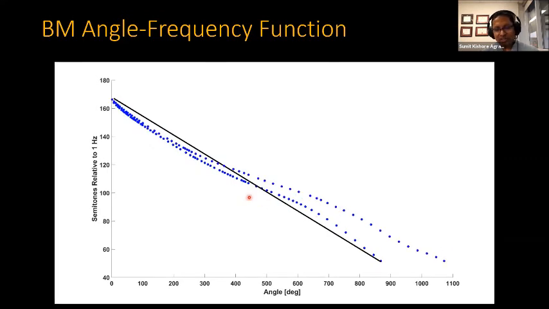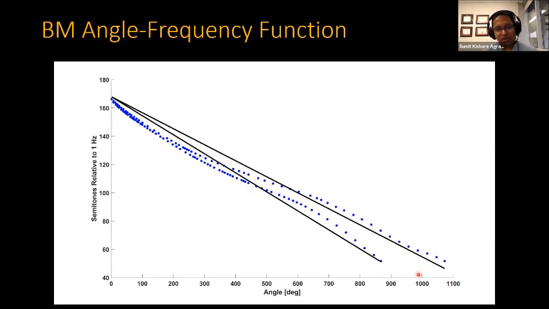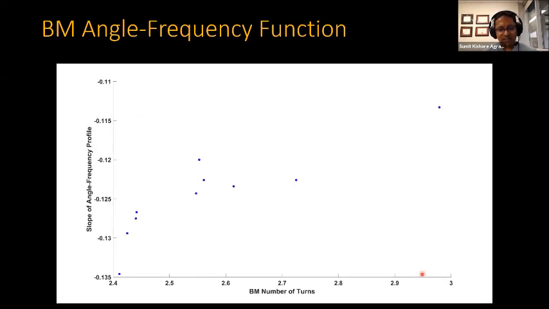Here's a larger cochlea, again, coming out to 1100 degrees, and we can also do a linear fit. So the question became, how do we predict the slope of this line? Because we don't know this data a priori. So we want to know, if you have a large cochlea or a small cochlea, how do we know which fit to use?